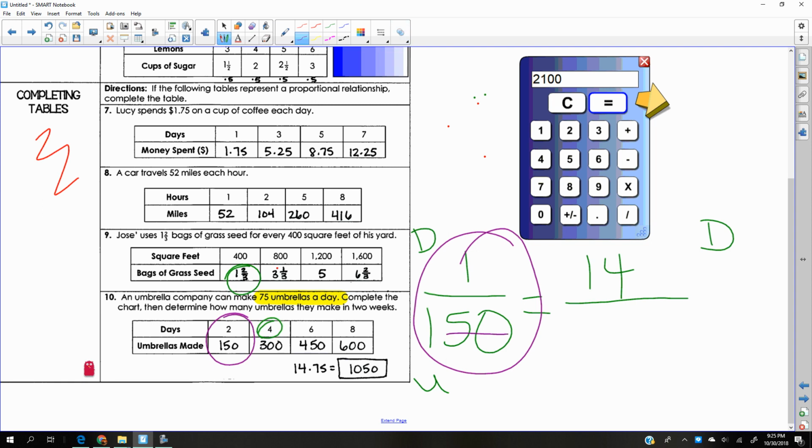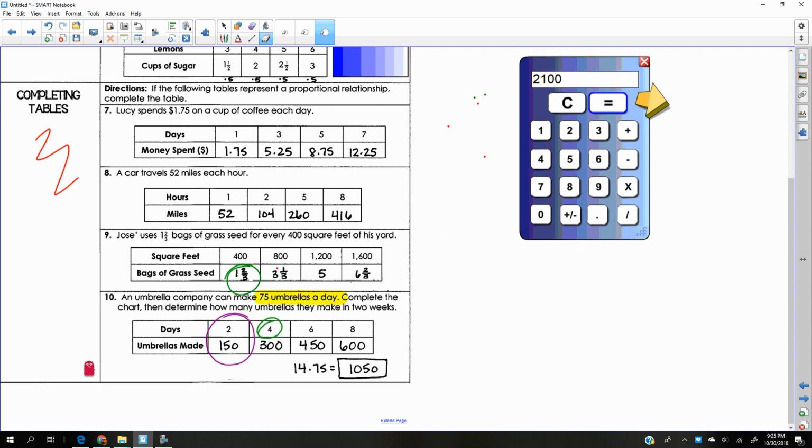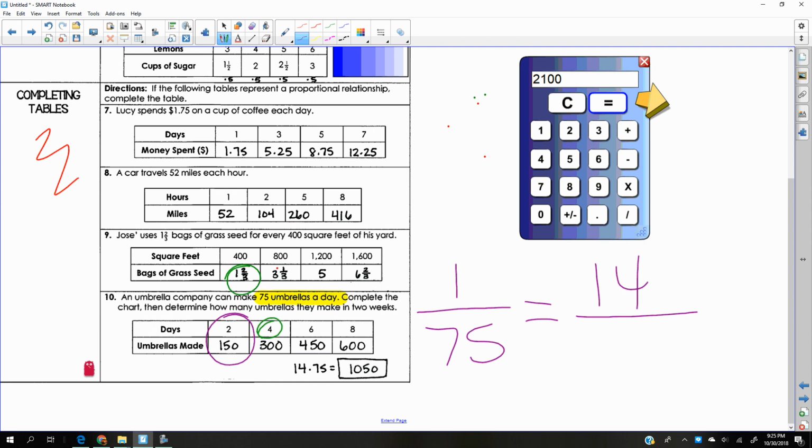All right, so we're gonna try that again. We'll erase the whole thing. In one day they make 75 umbrellas. So now we need to figure out in 14 days how many umbrellas. So now I think we got it. 75 times 14, and you get 1,050 umbrellas.